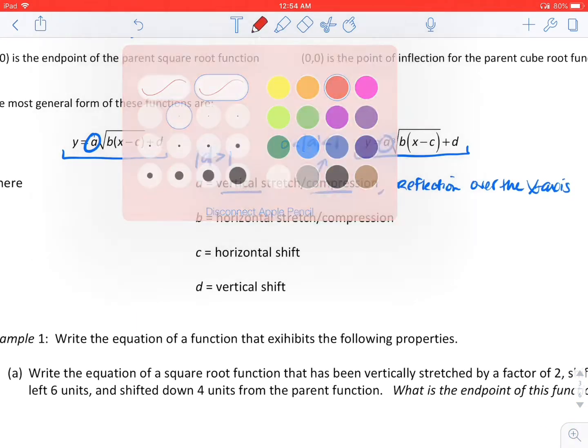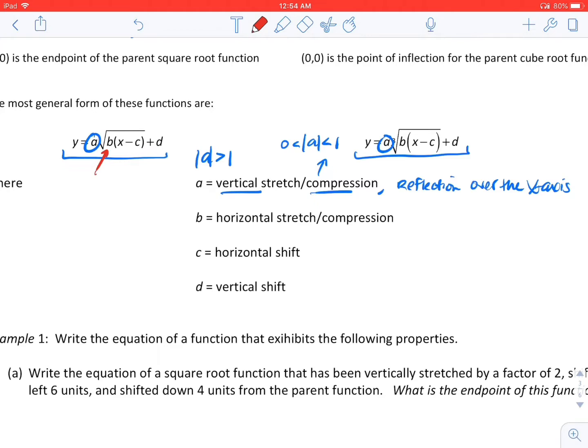The second piece here is the b value, which in these cases are either a horizontal stretch or a horizontal compression. And I'll remind you that changes on the inside of the function, where the function in this case is the radical function, are opposite of what we would think they are. So if the absolute value of b is between 0 and 1, then that means that the graph is being horizontally stretched by that factor.